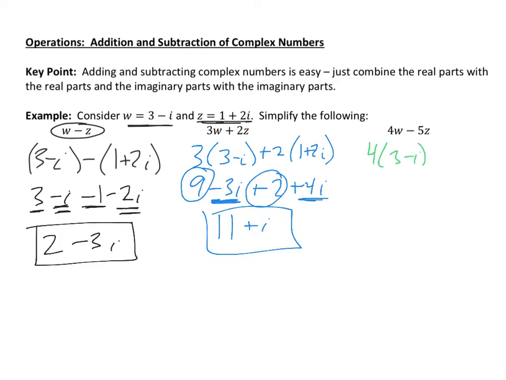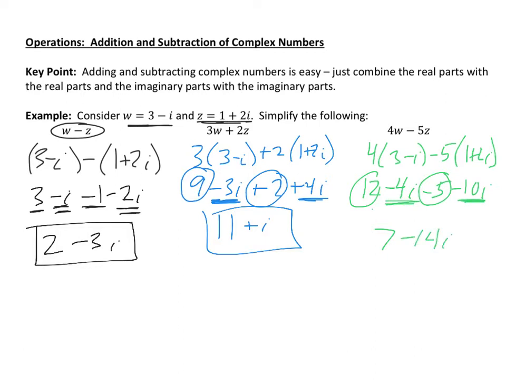For the final one, I would have 4 times 3 minus i minus 5 times 1 plus 2i. Again, we distribute these. 12 minus 4i minus 5 minus 10i. The real parts come together to give me 7. The imaginary parts come together to give me negative 14i. And there it is. Adding and subtracting complex numbers is nothing difficult at all.